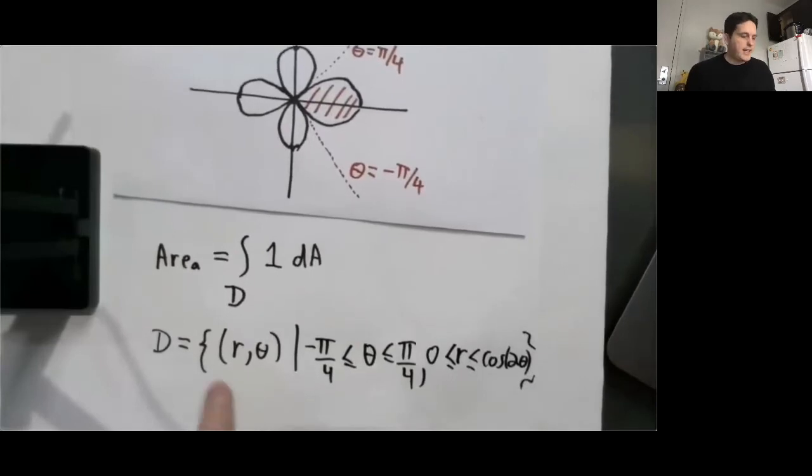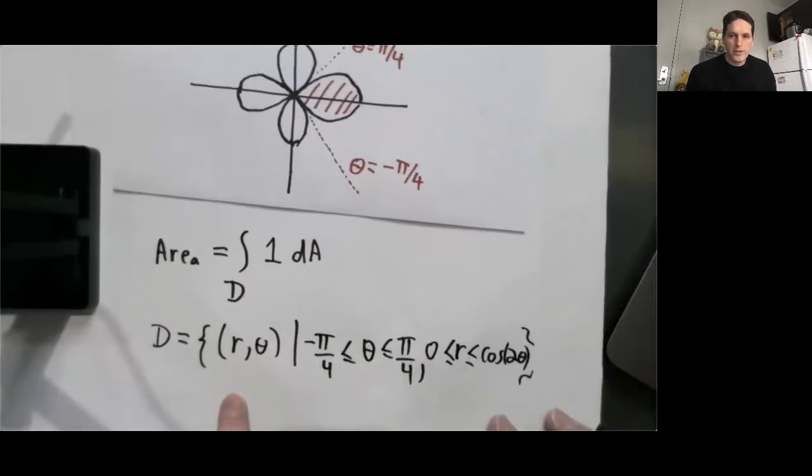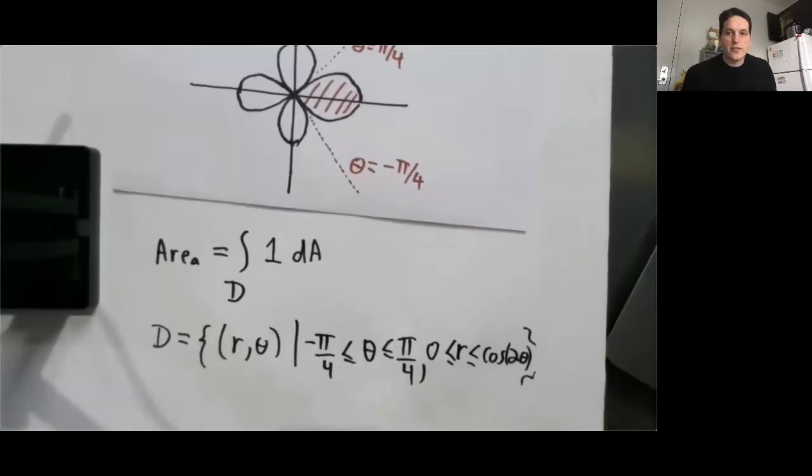Our region D can be described like this, and this shows how you can view D as being a polar region. And we know how to integrate over a polar region. So let's just use the formula that we discovered for integrating over a polar region.